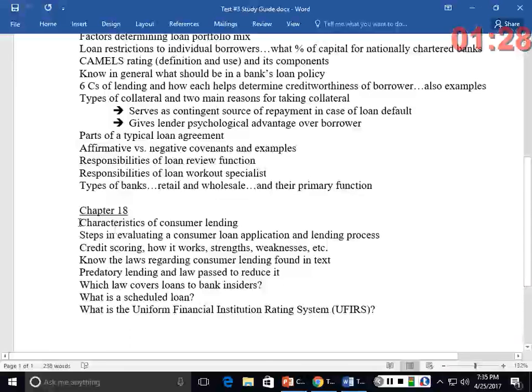And then chapter 18: What are the characteristics of consumer lending? When you listen to that, it'll explain that very well. Steps in evaluating a consumer loan application in the lending process, credit scoring, how it works, what are its strengths, weaknesses, etc. Know the laws regarding consumer lending found in your book. What is predatory lending and what laws passed to reduce it? Which law covers loans to bank insiders? What is a scheduled loan, and what is the Uniform Financial Institutions Rating System, UFIRS?